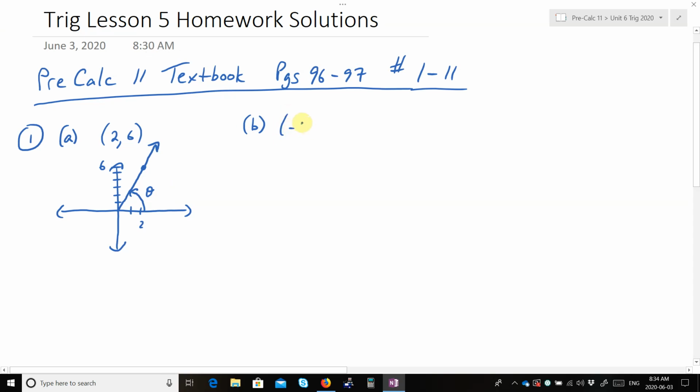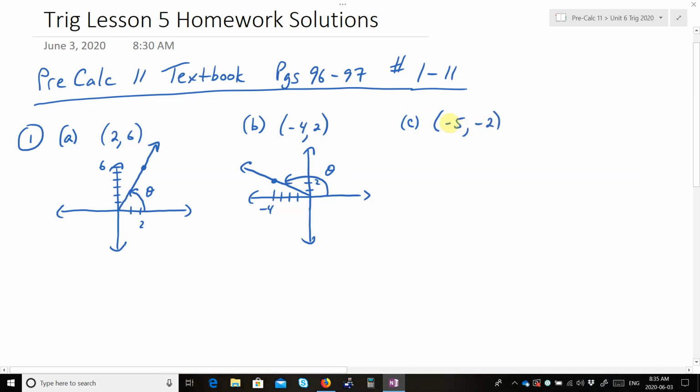Letter B, the point is -4, 2. One, 2, 3, -4, like that. And 2. Could do that, and the angle looks like so. Okay, letter C, excuse me, the point is -5, -2. One, 2, 3, 4, -5, and -2 is down like this. Okay, so the point is about there, and then the angle is like so.